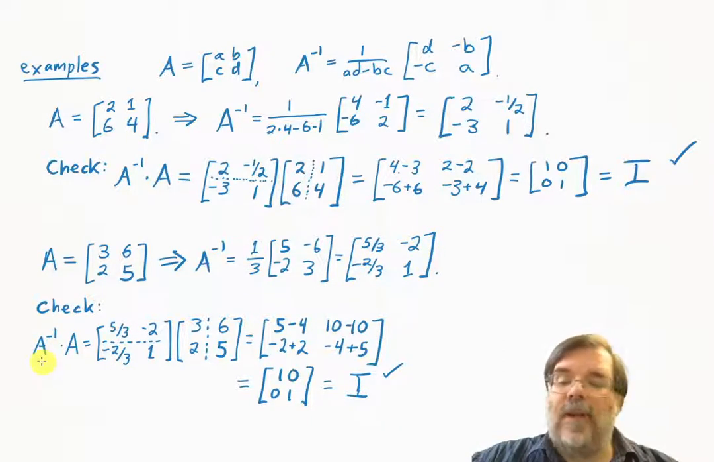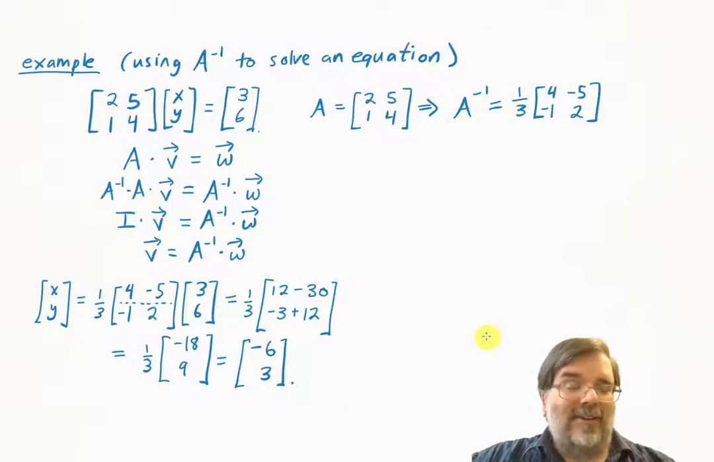And to make sure you're right, of course, once again, you could multiply A inverse times A and check and make sure you do get the identity matrix. All right, that's how you calculate the inverse of a 2x2 matrix.